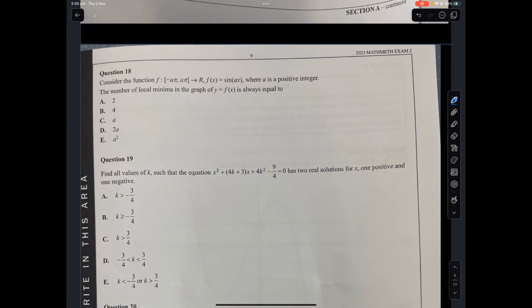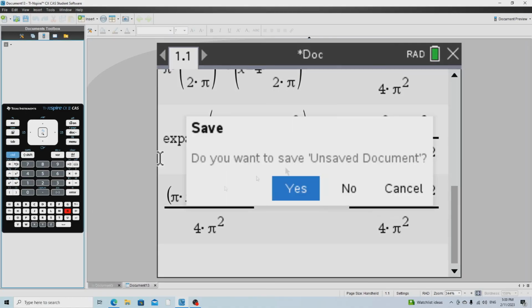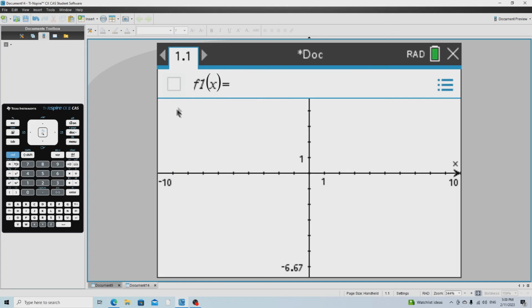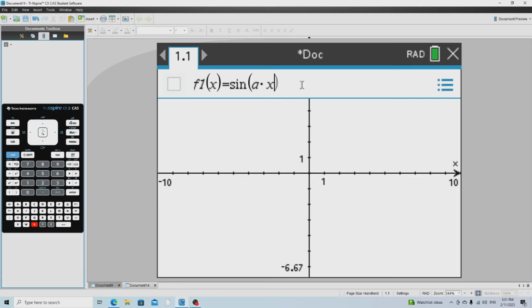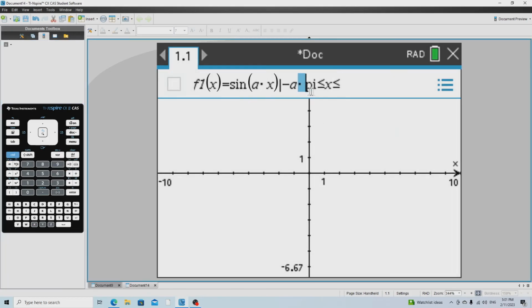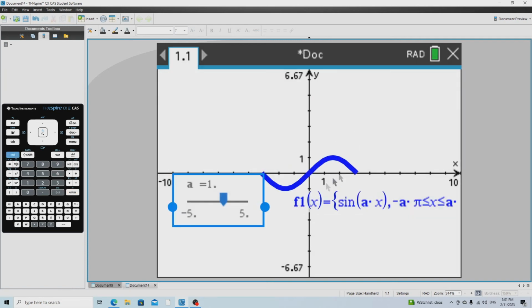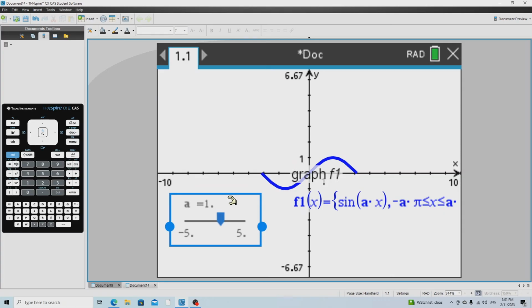Question 18. Consider the function f of x, where a is a positive integer. The number of local minimums in the graph of f of x is always equal to what? Let's graph it. Graphing is always going to help you with these kinds of questions. So sine a times x, from the domain negative a pi through to a pi. So this over here, and we get this.